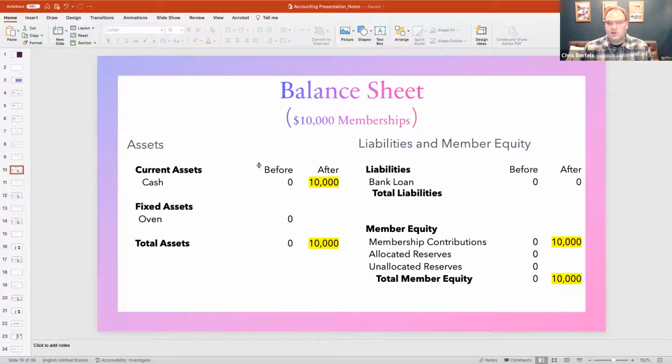The balance sheet for our purposes today is, okay, so we have a question. Yep.